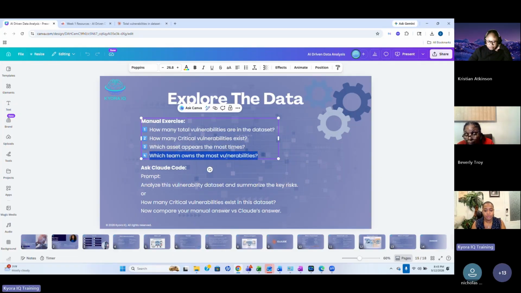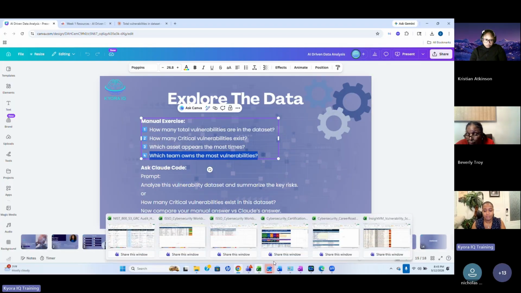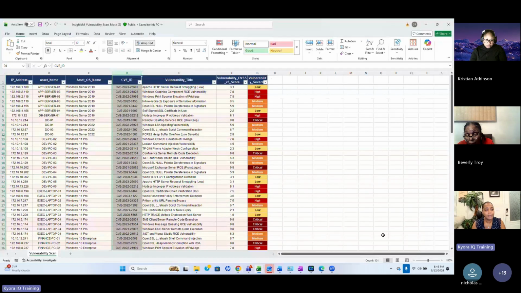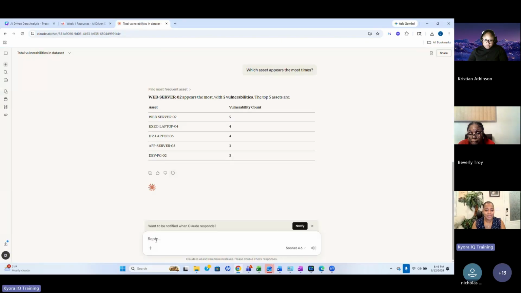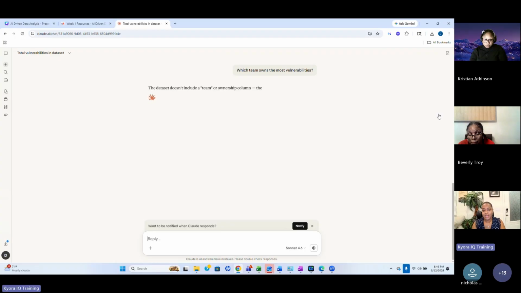And then our last question is which team, wait, I think I got rid of the team tab. Probably should have took this. And actually, this may be a good exercise. Okay, I took the team tab out, but let's see what it says. Which team owns the most vulnerabilities?